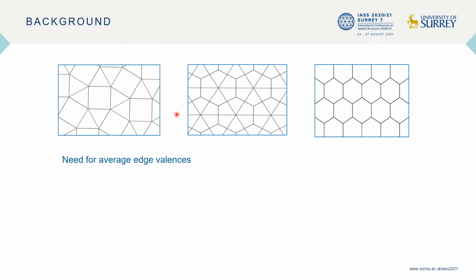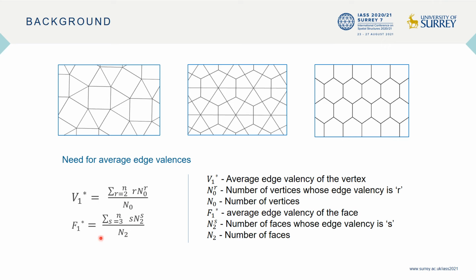The edge valencies within a structure can change. These are examples of configurations where edge valencies change within a structure. So there arises a need for average edge valencies, which are defined based on these equations.